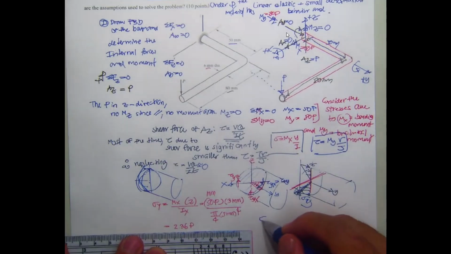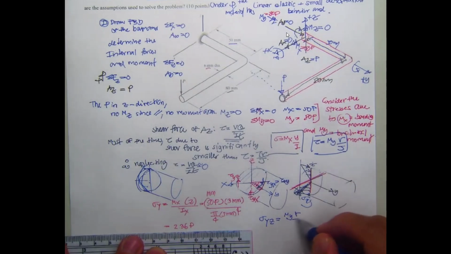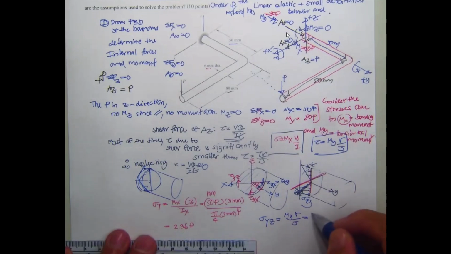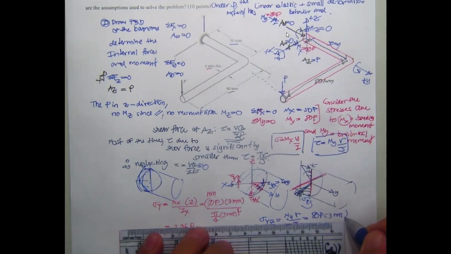How about tau sub yc? It's going to be M sub Y, and the radius r over J. Again, this is going to be 80P. The radius is going to be 3 millimeter.